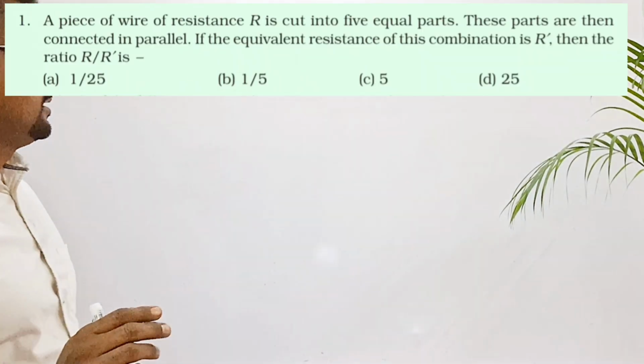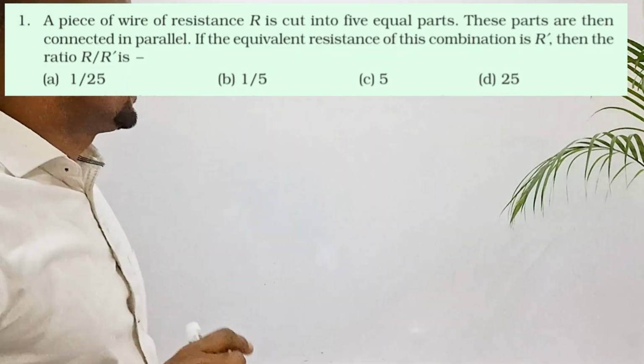Class 10, chapter electricity, and we are going to see all the NCERT textbook questions, that is, exercise problems. Question number 1. In this question, it is asked: a wire of resistance R?